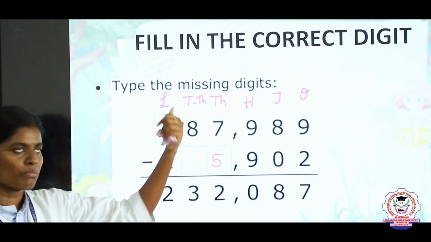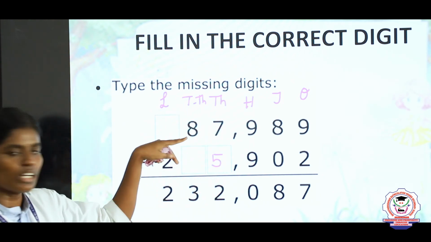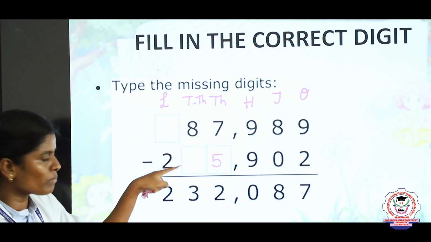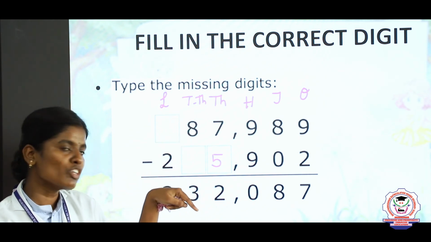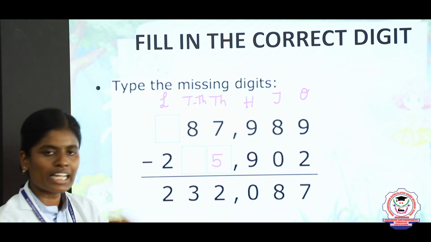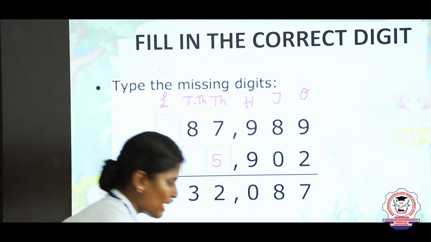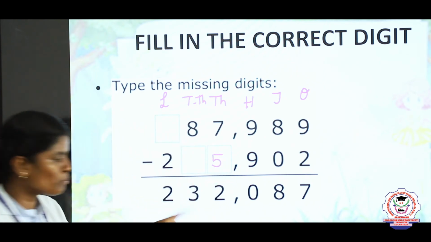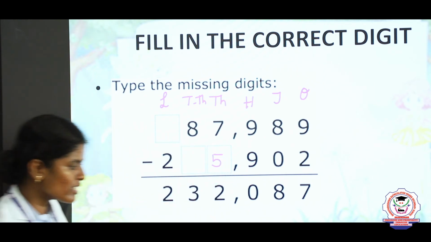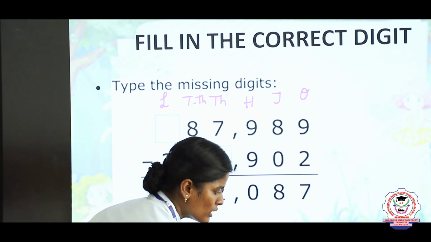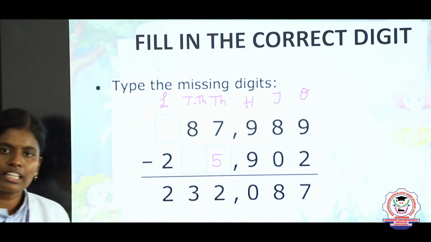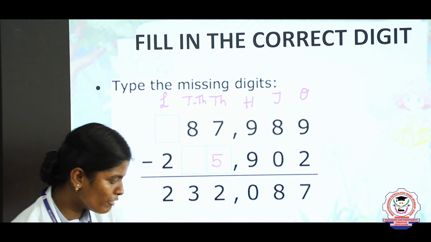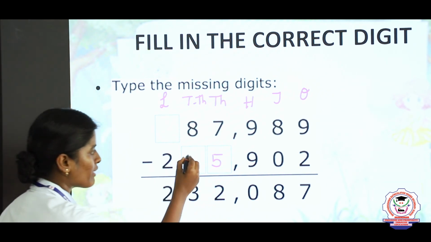Next, take the 10,000 place value. Here we have 8 10,000 minus some number. So what number should we subtract from 8? We are getting the answer 3. So take 8 lines, 1, 2, 3, 4, 5, 6, 7, 8, and subtract how many lines? 3 lines. 1, 2, 3. So remaining how many lines are there? 1, 2, 3, 4, 5. So the answer is 5.